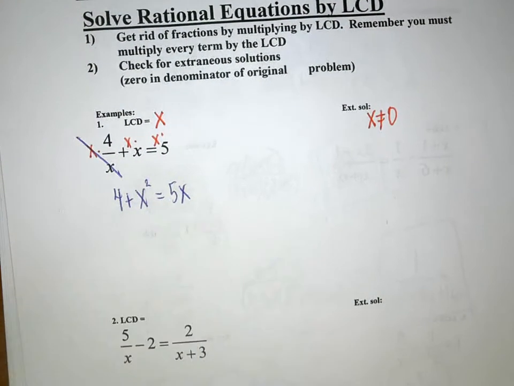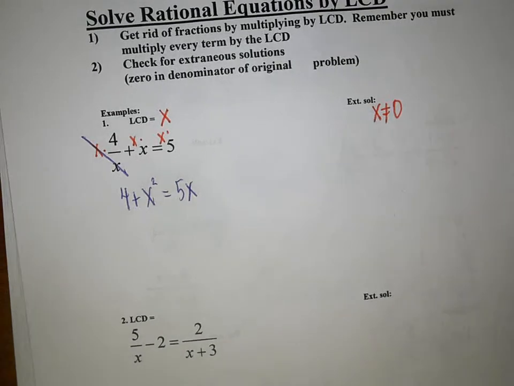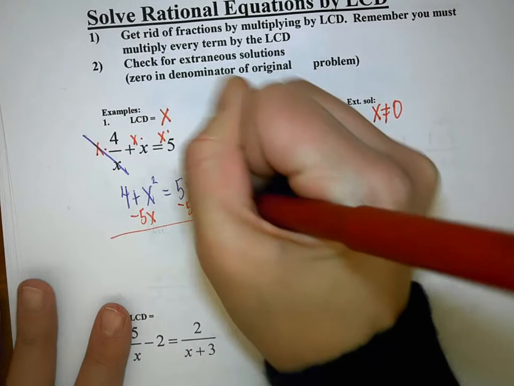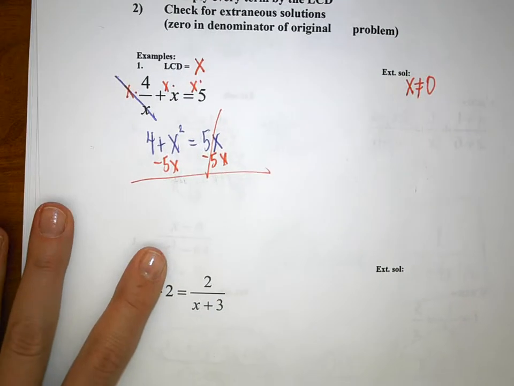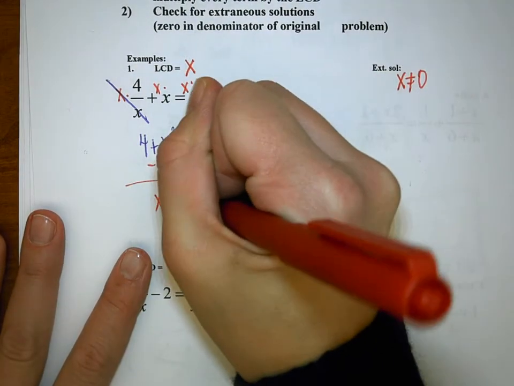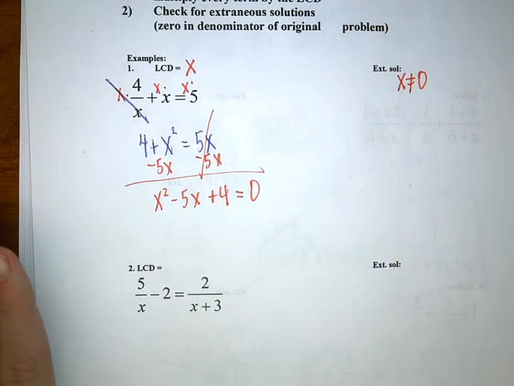now what am I going to do? Good, because why am I going to subtract 5x? Set equal to 0, and you want x squared positive, so we subtract 5x to both sides. We'll rewrite that in descending order, so it's going to be x squared minus 5x plus 4 equals 0.